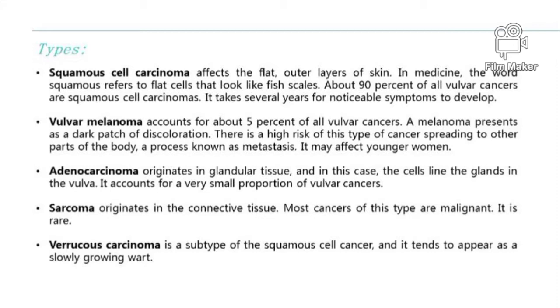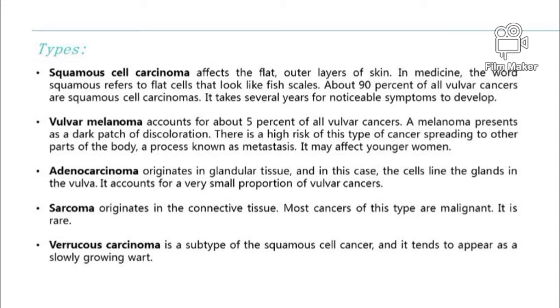So the next type is vulvar melanoma. It accounts for 5% of all vulvar cancer. A melanoma present as a dark patch of discoloration. There is a high risk of this type of cancer spreading to other parts of the body, a process known as metastasis. It may affect younger women.